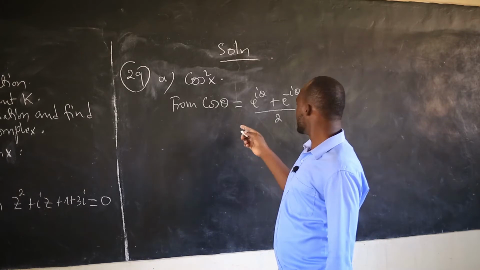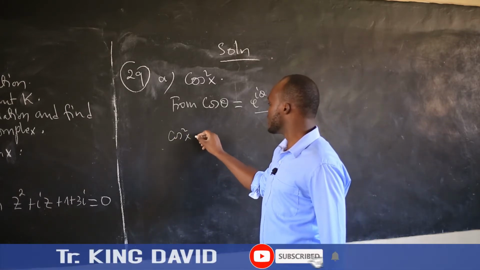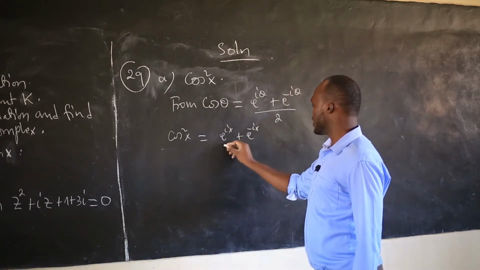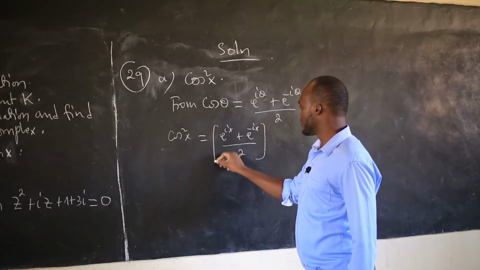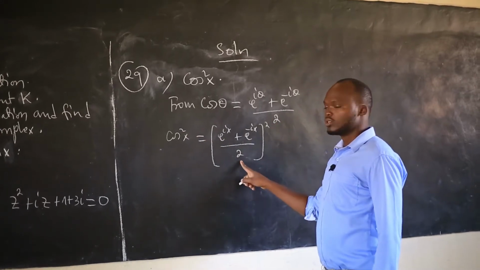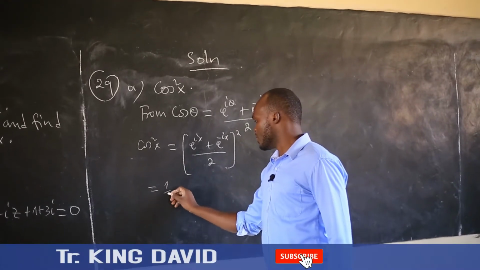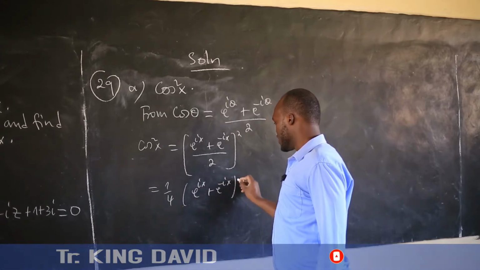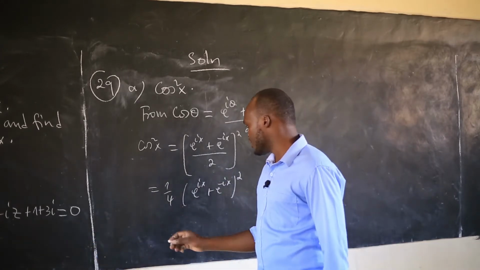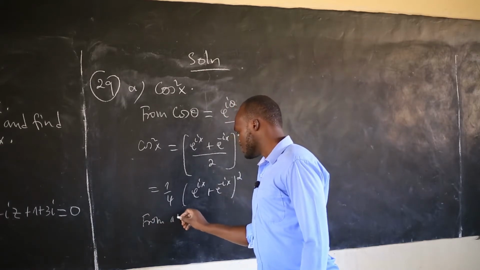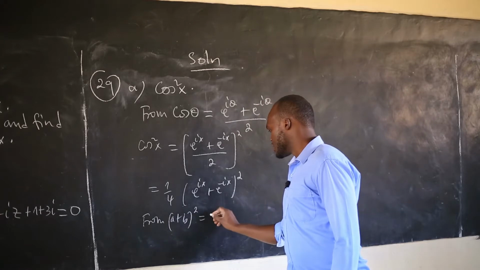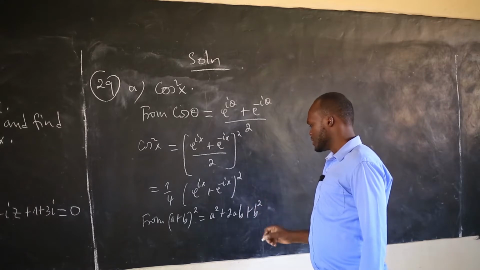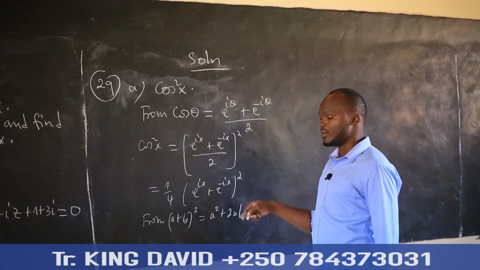So meaning that cos squared x is the same as e power ix plus e power negative ix, divided by 2, then squared, because we have cos squared. So 2 squared is 4. This is the same as 1 over 4 into bracket e power ix plus e power negative ix, then squared. Remember, when you have a plus b squared, it is the same as a squared plus 2ab plus b squared. I hope you remember this. So our a is e power ix, our b is e power negative ix.